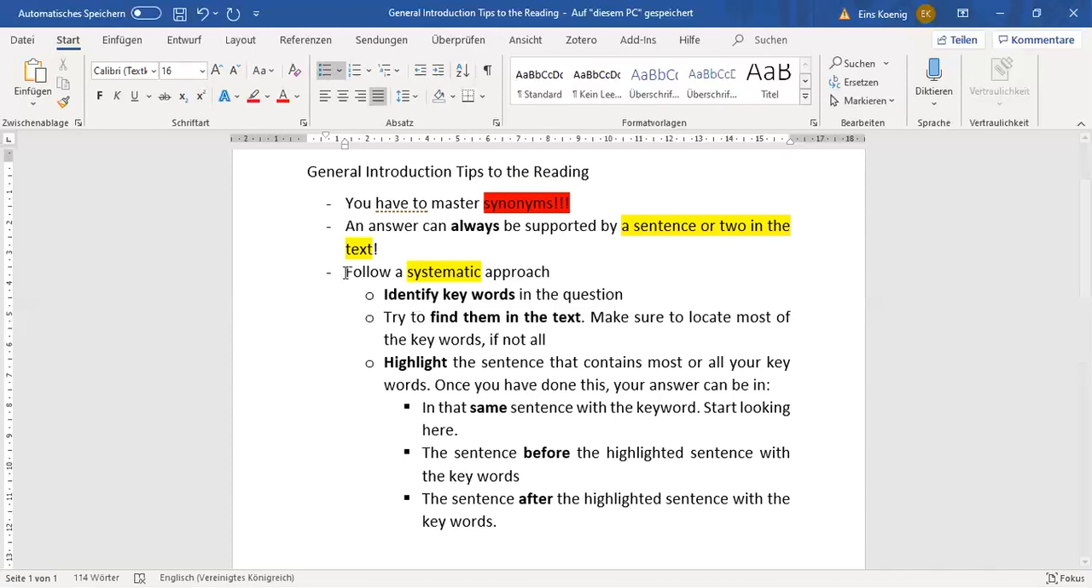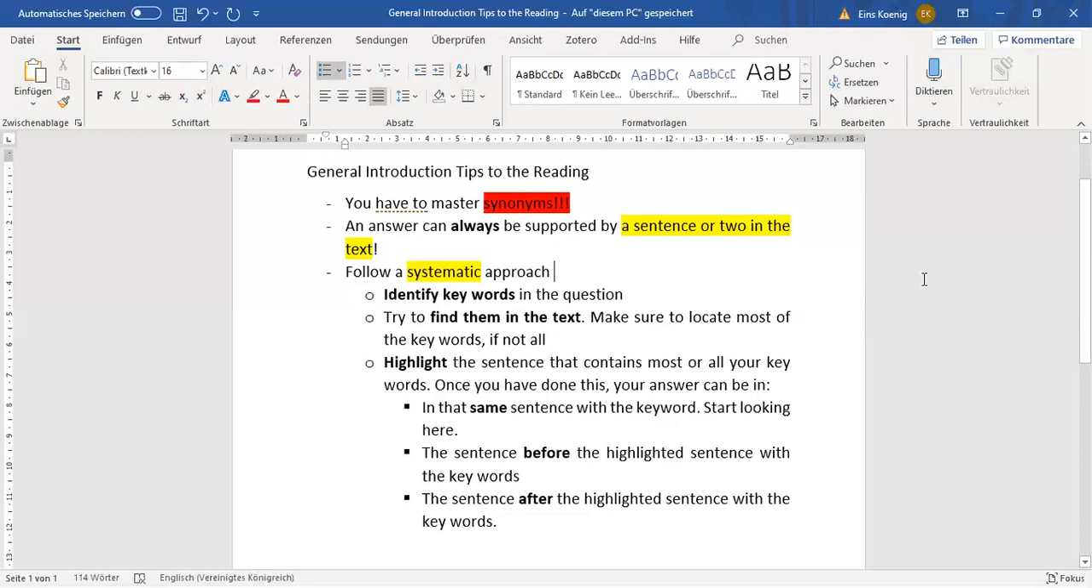We'll go through that. A second point is that you can always support an answer with a sentence or two in the text. Yes, you heard that right. A question can always be matched to a sentence in a text. So if you choose an answer, you should have a sentence that supports you. So you want to have a highlighter to highlight the sentence that contains the keywords to the question. You will always have one sentence or two, and in most cases, one sentence that is sort of the backbone of your answer.